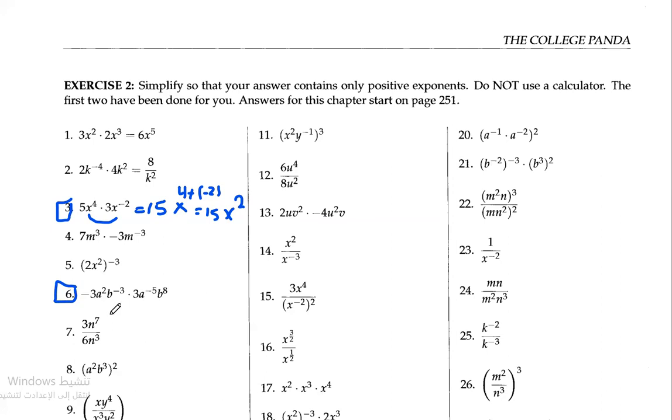Okay, you can write if you want. And here it's going to be negative 3a squared divided by b to the power 3, multiplied by 3a divided by a to the power 5. Correct. You convert the negative exponent to a positive exponent, right? Good. Okay, you can simplify now.